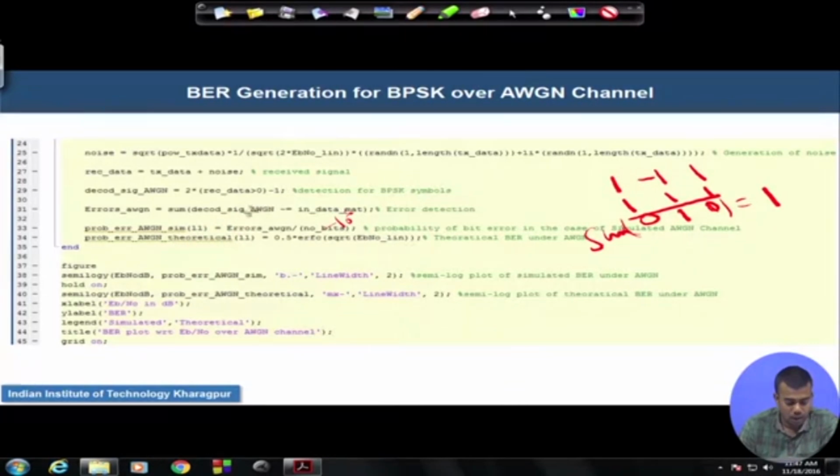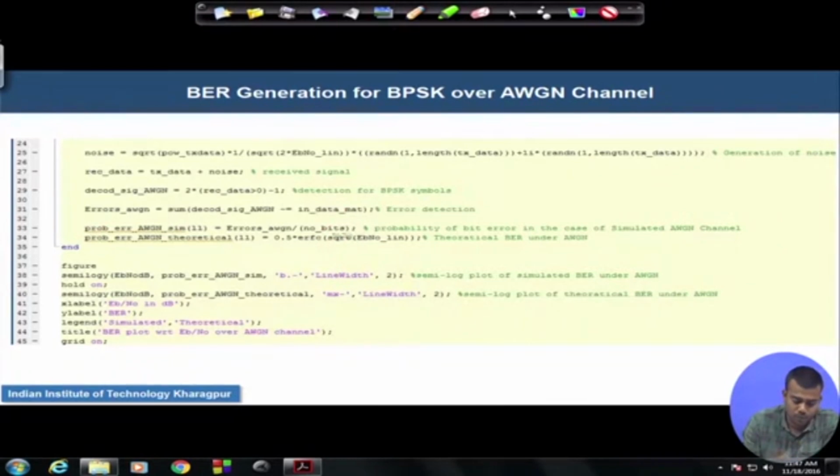This is the simulated probability of error. Next I am calculating the probability of error of the BPSK system over the AWGN channel theoretically. Theoretically, it follows 1 by 2 into erfc, the complementary error function, of square root of Eb by N naught. So I am implementing that here. This will give me the probability of error theoretically.